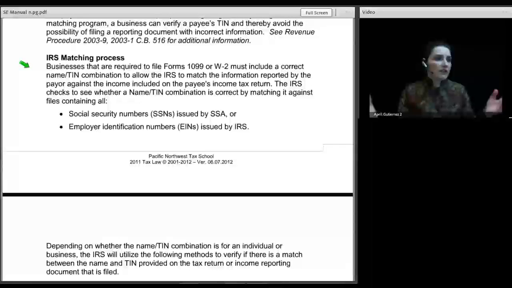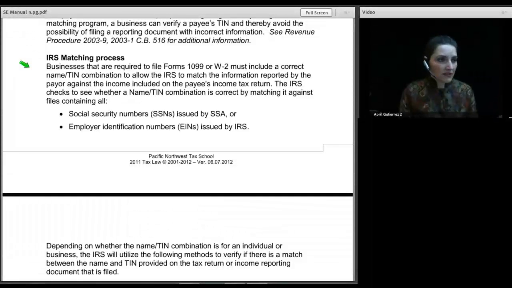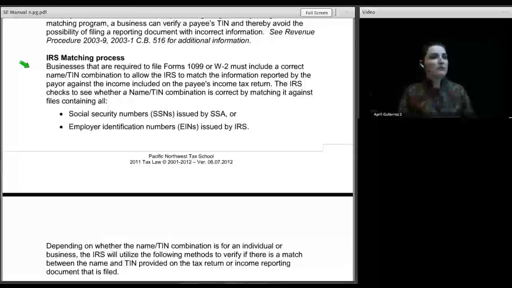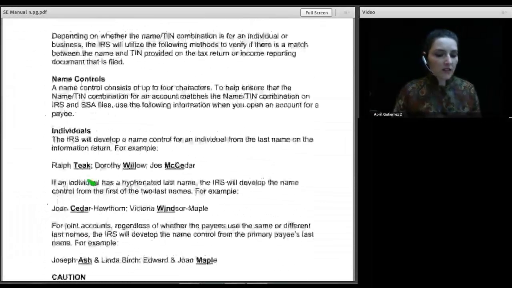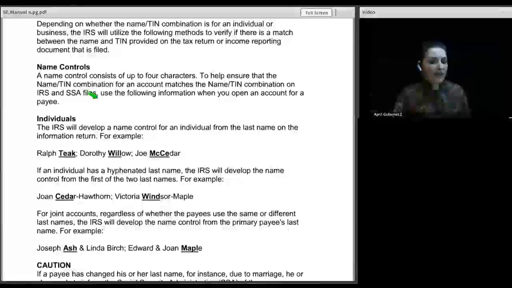So for many, many years now, if we've been in business a long time and we have been e-filing, we should have experience with tax returns being rejected because of these mismatches. Well, it's that same kind of process that is going on when the 1099 is issued, that there is a matching process going on there. And so what I've got for you coming up next in the manual is some information on the name control systems that the IRS uses to do a match.